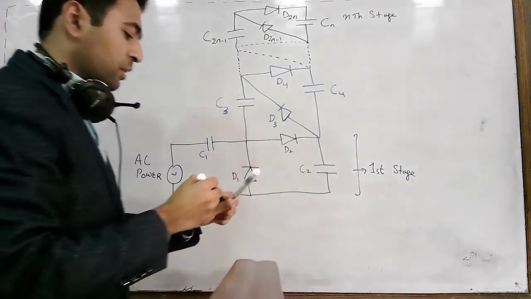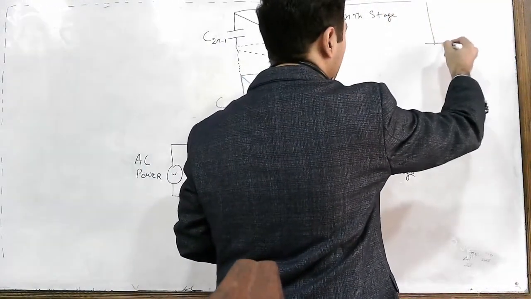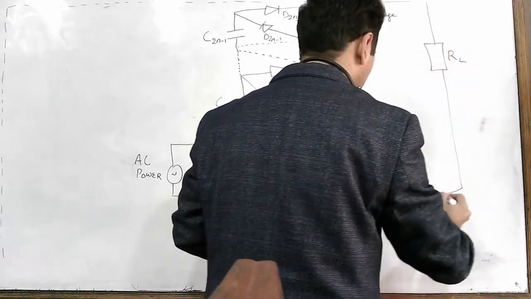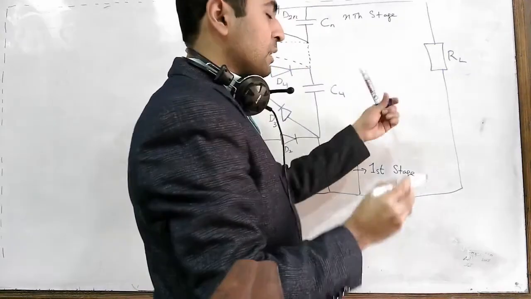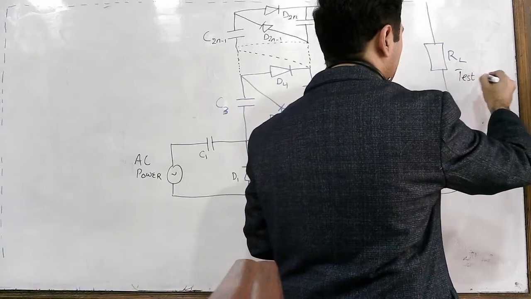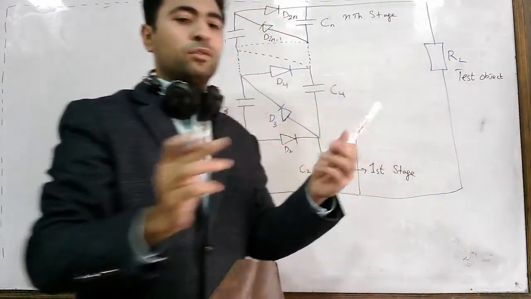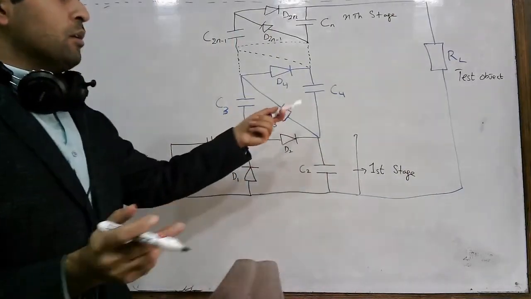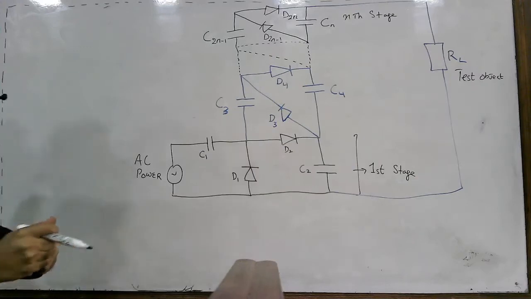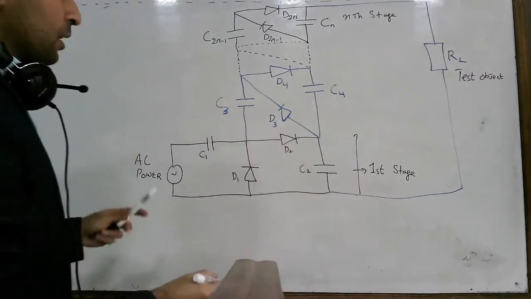And where we connect the output or load voltage, here we connect the load. This is the load resistance. Now what is the load here? The load is actually the test object. It can be two electrodes in the air, or it can be a test object which has to be tested at high voltage.